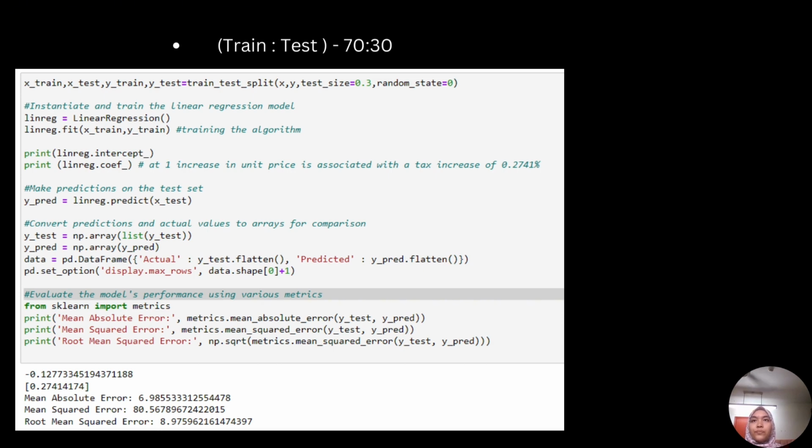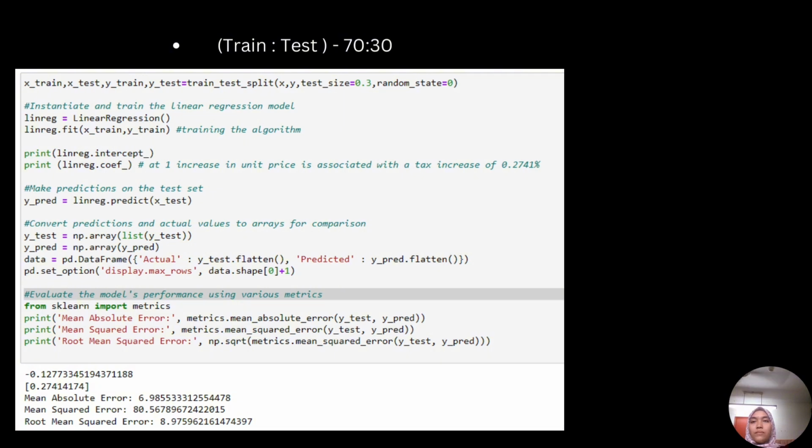Next, train test data is 30%, which means the test size is going to be 0.3, and then the random state is 0. And then we find the value for the linear regression intercept, which is negative 0.1277, and then the value for the linear regression coefficient is 0.2741, which means a one unit increase in unit price is associated with a tax increase of 0.2741%.